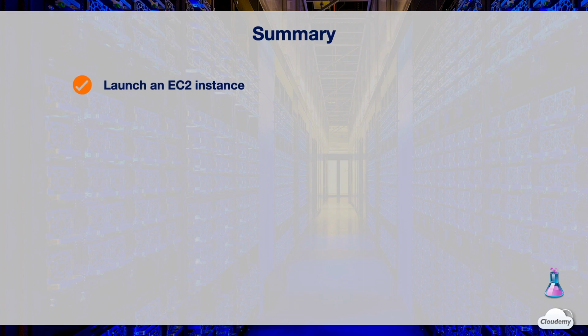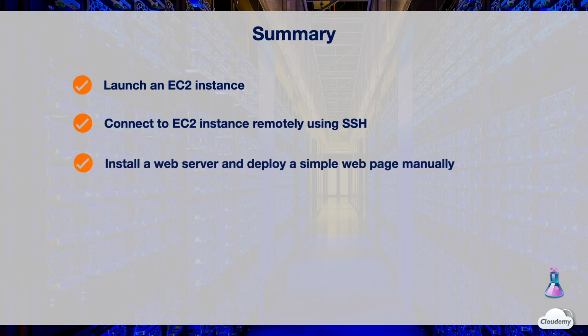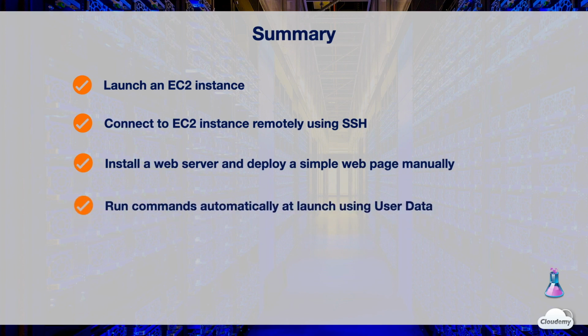In this episode, we've launched an EC2 instance. We've connected to the EC2 instance remotely using SSH. We've installed a web server and created a simple web page by running commands manually. Finally, we've configured EC2 instance to run commands automatically at launch using user data and shell scripts.